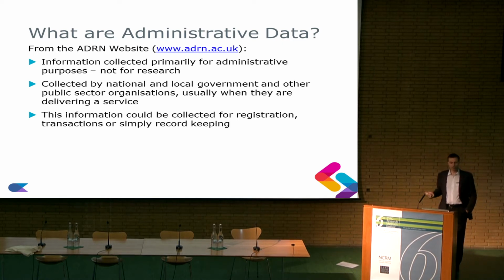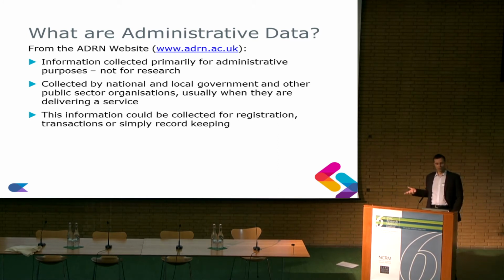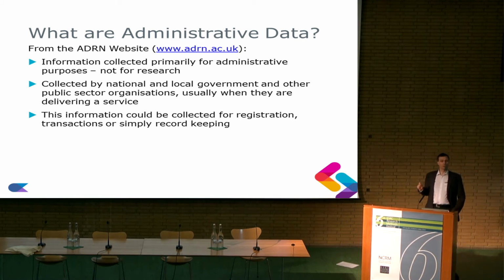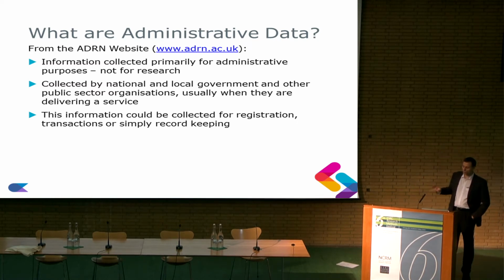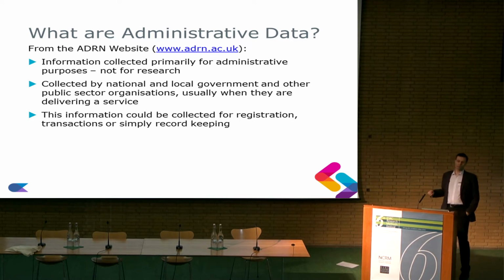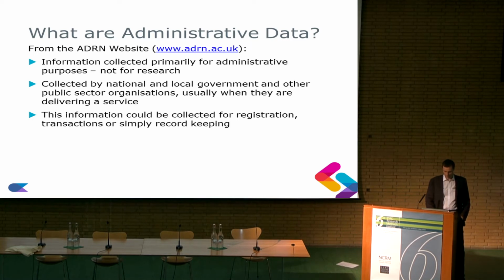It can be collected by national, local government, and other public sector organisations, and it's usually part of delivering a service. The Administrative Data Network at the moment is focusing on national government data. So the aim of the service is to provide access to de-identified national government data. The second phase covers some of the local government data. And so it's collected for registration, transaction, simple record keeping. So not only was it not given for research purpose, it wasn't collected with the aim of research.